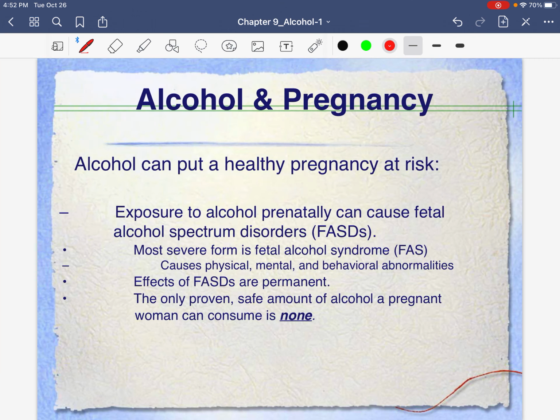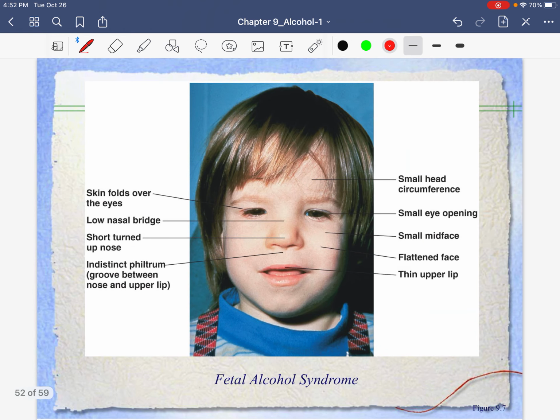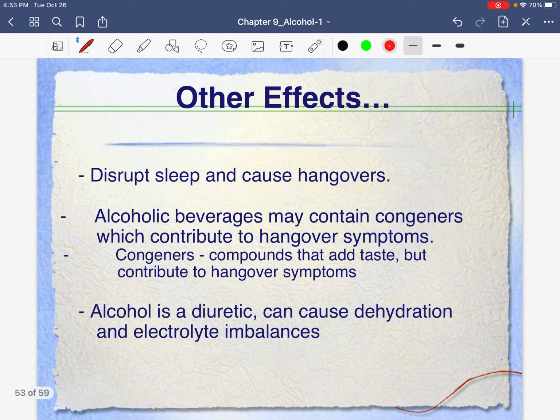Alcohol in pregnancy, it's not good. The only proven safe amount of alcohol a pregnant woman should ingest is none. Okay, I think we know that. Here's what the effects of alcohol can look like. All right. It can disrupt sleep, hormones. Congeners are compounds that are added to alcoholic beverages to add taste, but can contribute to hangover symptoms. I'm not going to ask you that, but there it is. Alcohol is a diuretic, makes you pee more because your body's trying to get rid of it. So it can cause dehydration and electrolyte imbalances.